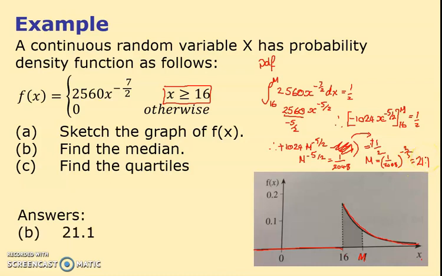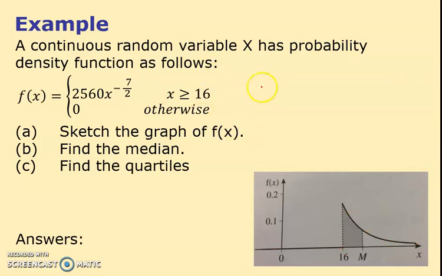There it is. Now the quartiles, it's broadly the same process. Let me just do it. To find the lower quartile, you remember, we call little q, and the upper quartile we call big Q. So let's do the lower quartile first. The integral from 16, because that's our start point, up to little q of the same 2560 x to the minus 7 over 2 dx is now equal to a quarter.